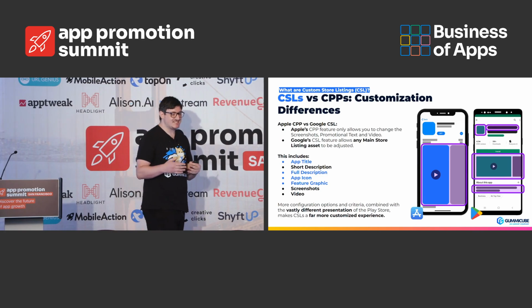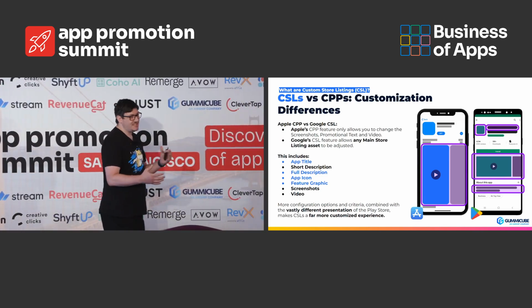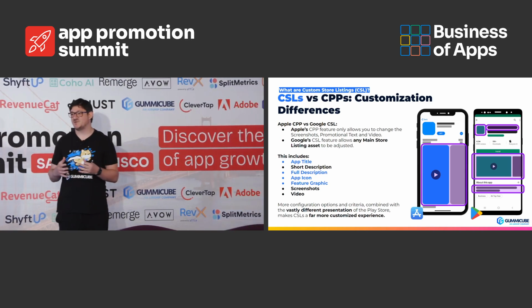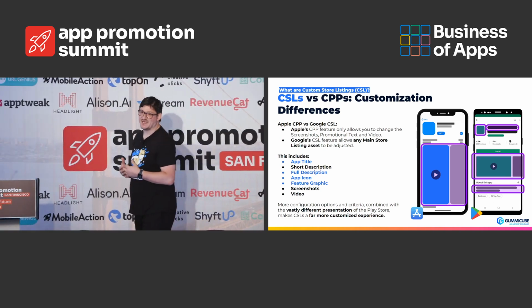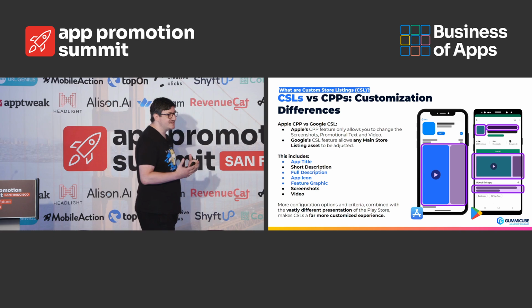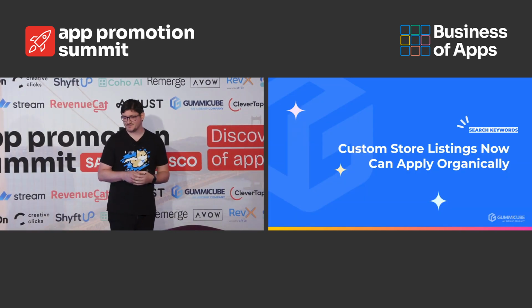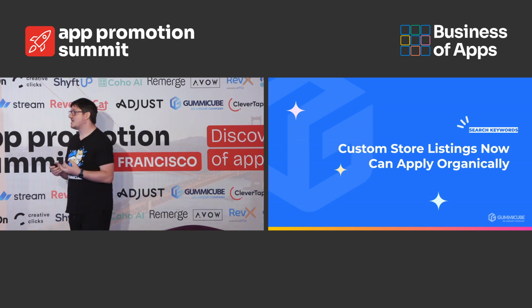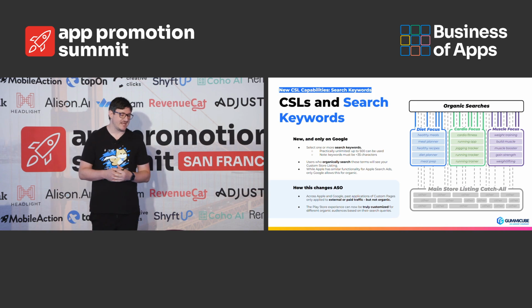And this is obviously different than custom product pages. You know, with an Apple custom product page, you're updating visuals, you're doing some things, but Google gets a lot deeper in terms of what you can actually customize, right? Around your full descriptions, your icons, your feature graphics, kind of all of these things that are important from an ASO perspective. Now, I want to talk a little bit about organic and how this ties into organic, right?